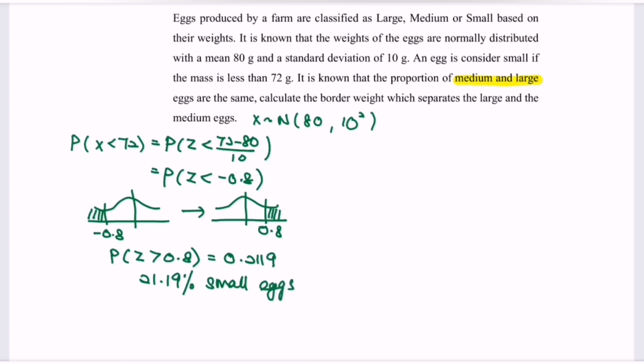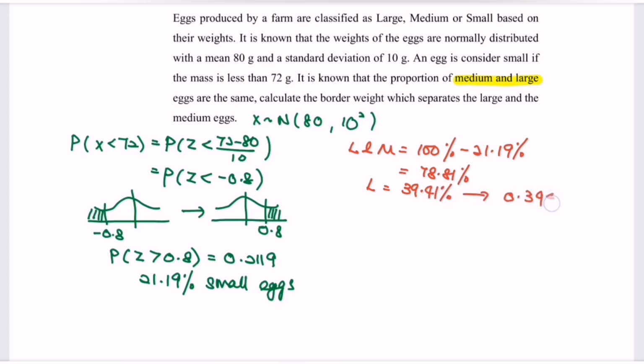In order to find the large and the medium, basically we have simple maths. 100% for large and medium, we have 100% minus 21.19%. So we have the answer, which is 78.81%. If it refers to the highlighted part, they said the proportions of the medium and the large eggs are the same, meaning that we have to divide by 2. Focus on the large and medium. So we consider that the large eggs are 39.41%, or in probability form, 0.3941.